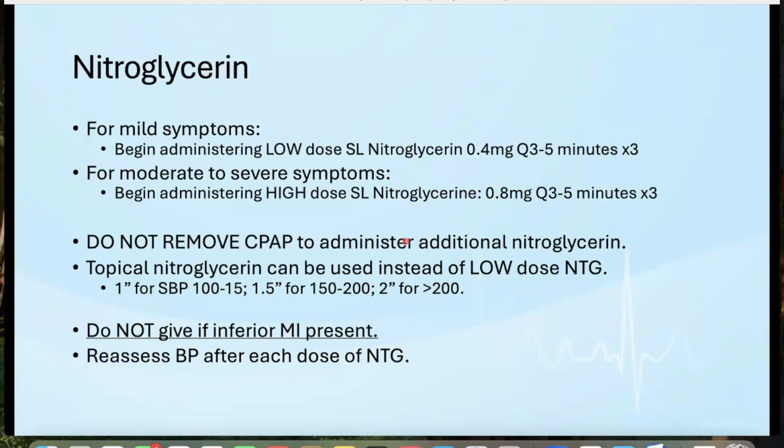So in our protocol, if we've got somebody with mild symptoms, we're going to begin administering low dose sublingual nitro. So we're talking 0.4 milligrams every 3 to 5 minutes times three. Again, if we've got somebody on CPAP or BiPAP, we don't necessarily want to take that mask off to slip another nitroglycerin under their tongue. If we've got moderate to severe symptoms, we're going to begin administering higher doses of sublingual nitroglycerin. So we're talking 0.8 milligrams, so 2 tablets, potentially even 1.2 milligrams, or 3 tablets every 3 to 5 minutes times three.